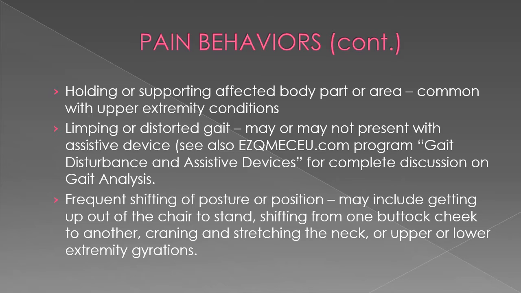This may manifest as the examinee getting up and out of their chair to stand. Perhaps while they're sitting, they shift from one buttock cheek to another. Stretching and craning of the neck, or upper or lower extremity gyrations. And you've probably seen almost every possible example of the examinee gyrating their shoulder, their elbow, their wrist, cracking their knuckles.